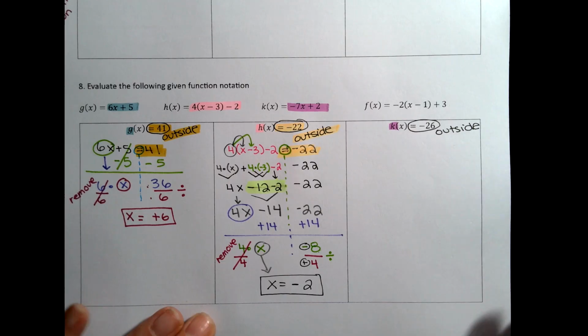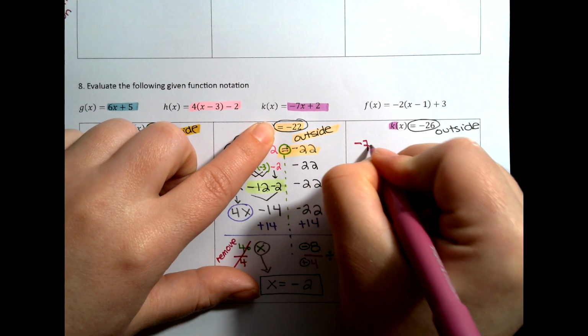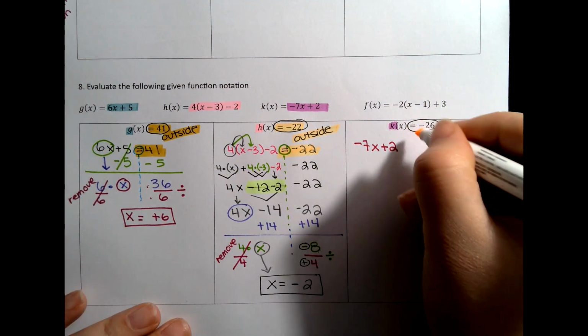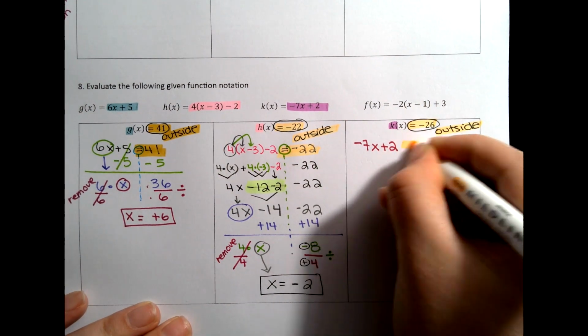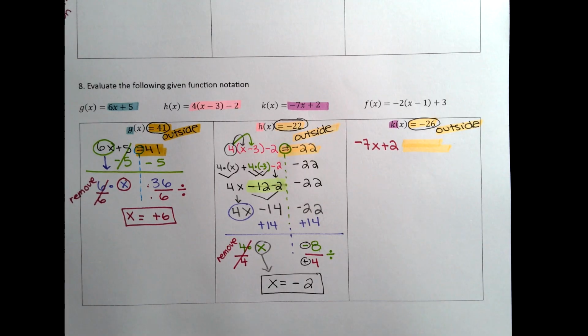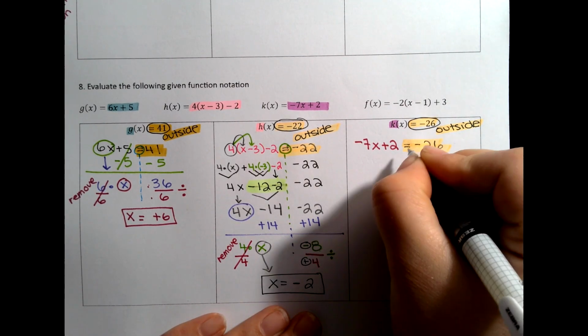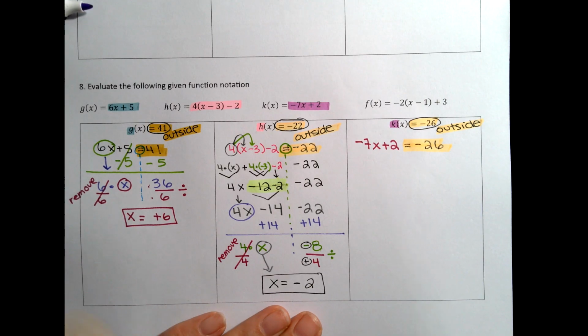Okay, let's do this one more time. K, where's our K? K is right here at negative 7, x plus 2. We have this negative 26 on the outside. So we're going to be writing negative 26 on the outside. Circle your equals, dotted line, and we are solving.